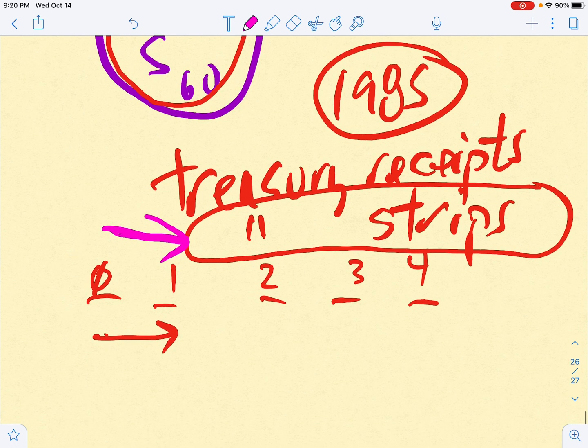Okay, so treasury receipts existed. Then in 1985, the U.S. Treasury facilitated the risk-free nature of these things. Even though they don't issue them, they make them risk-free. They facilitate the risk-free nature. They became known as treasury strips, and they're very popular.